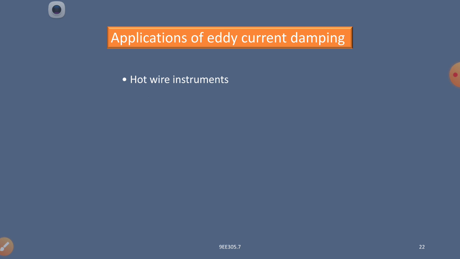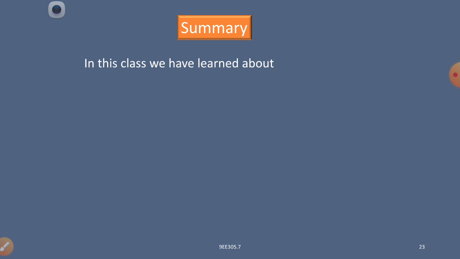Where are we going to use this? Similarly, we can use it in hot wire instruments, moving coil instruments, and induction type instruments. Okay, so these are the different types of torques we can generally see.